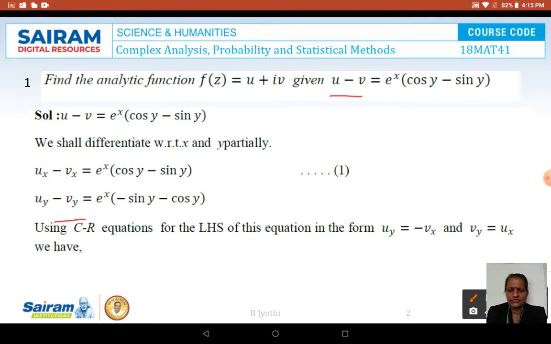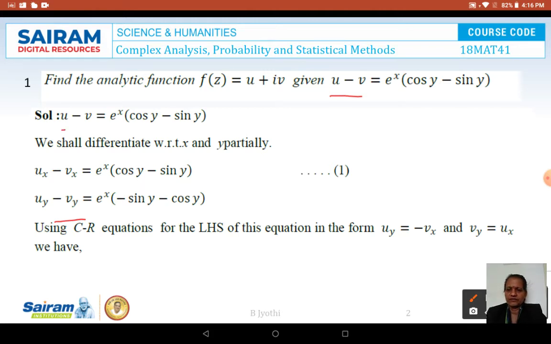Then put x as z and y as 0 in the case of Cartesian, whereas in the polar form we will put r equal to z and theta equal to 0, so that we will get f dash of z in terms of z only. Then integrate, that gives us the required analytic function. Now let us go for this problem.